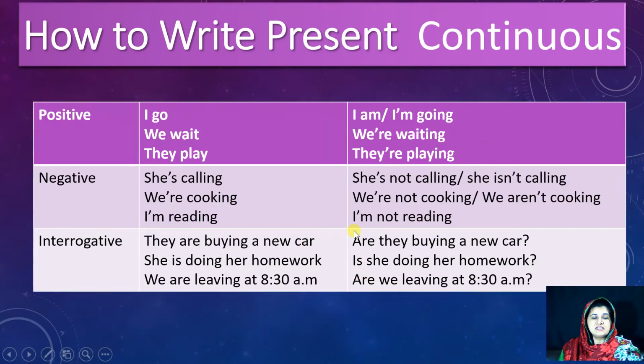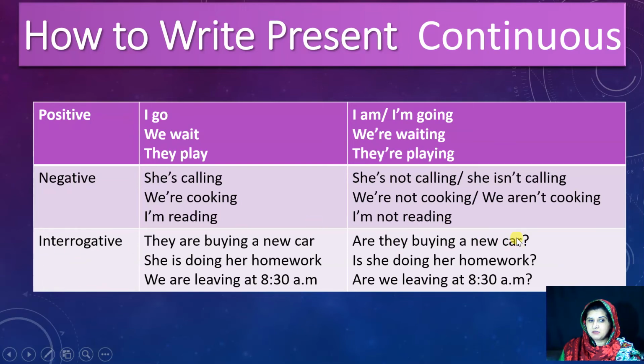Okay, let's see some more examples where we'll convert simple sentences, simple present into present continuous tense. For example, I go, I am going. We wait, we are waiting. They play, they are playing. So now let's convert simple sentences, positive sentences into negative. She is calling, she is not calling, or she isn't calling. We are cooking, we are not cooking, we aren't cooking. I'm reading, I'm not reading.